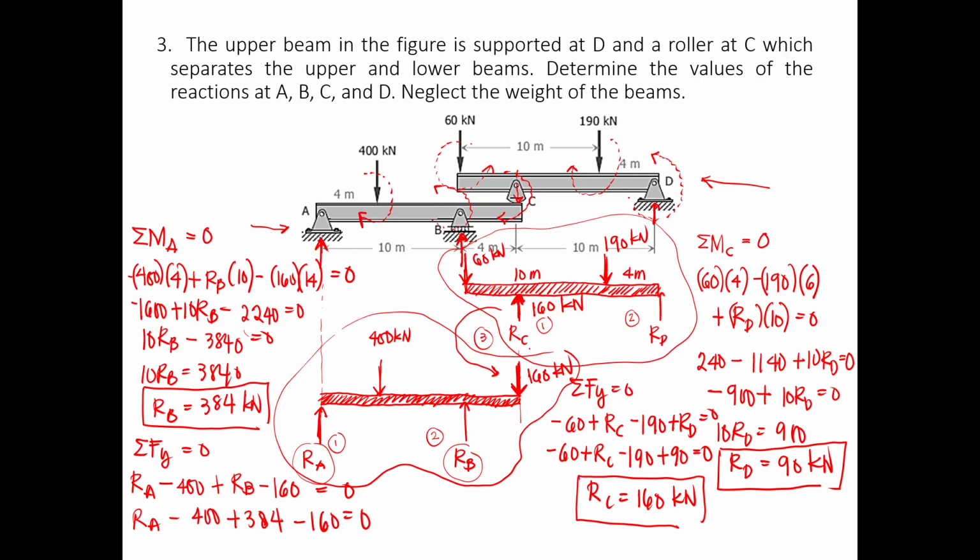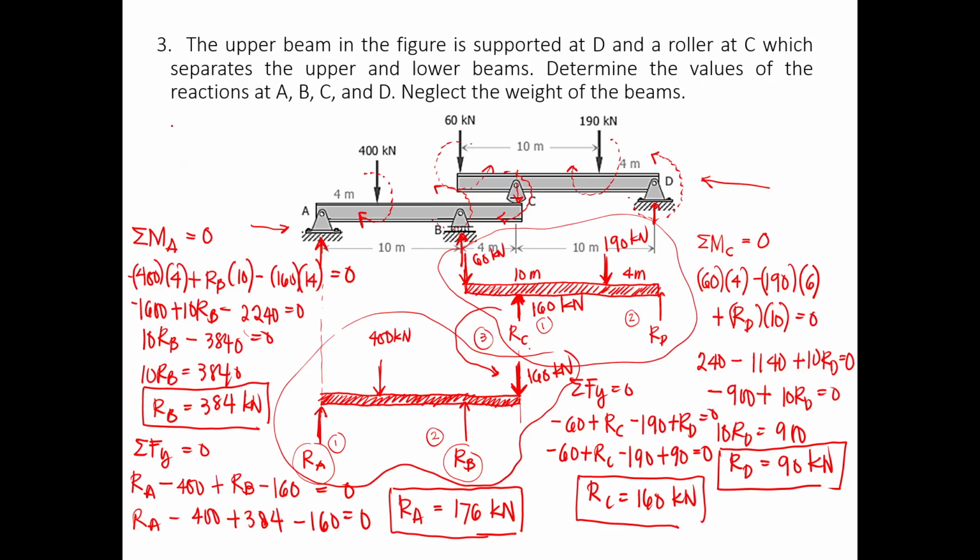So since there's no space, let's try to solve RA immediately. RA is equal to 176 kilonewtons. Right?